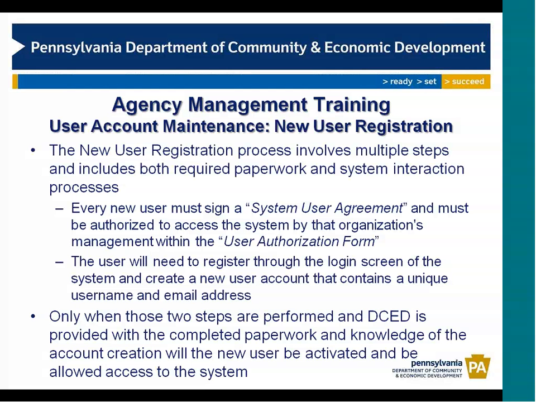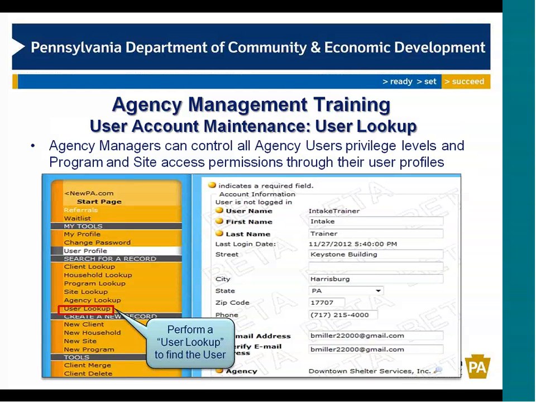Okay. Thanks, Dan. Now we're going to go into the features, and all the features here assume that all the prerequisites are done, and the user has an active registered account in the system. Agency managers can control all of their what we call privilege levels, as well as program and site access through what we call individual user profiles. Every user has their own profile, and they can view their own profile as well.